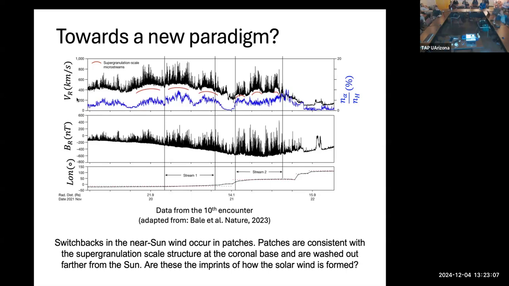So you have a group of switchbacks marked by these red lines, and then you have a relatively quiet period, and then you have another burst, and then a quiet period, and then another burst. And so in a recent paper, it was shown that these patches are consistent with the supergranulation scale structure at the coronal base. And these signatures are in fact washed out as we move further away from the sun. So this is really something that Parker Solar Probe has allowed us to see that was not obvious before. And so one of the ideas is that maybe these signatures, the fact that they come into patches and correlate with the supergranulation, are telling us that these are the imprints, maybe, of how the solar wind is formed in the first place.